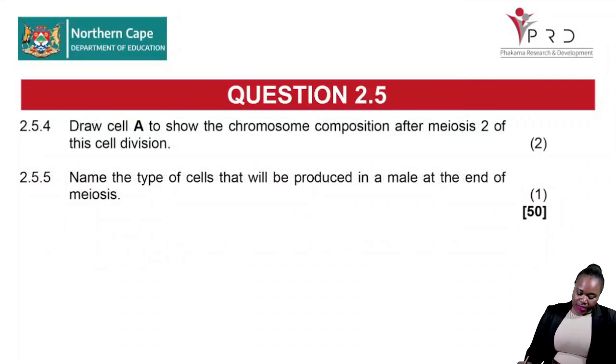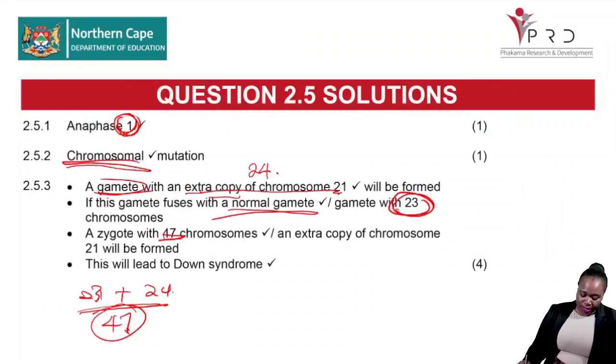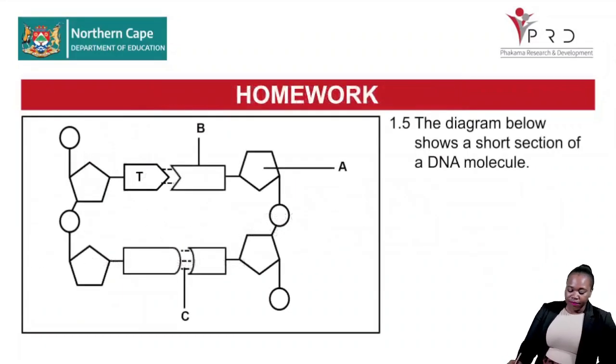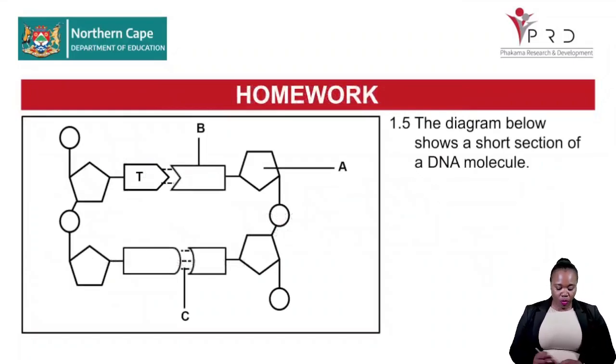2.5.5, it says name the type of cells that will be produced in a male at the end of meiosis. The type of cells that are produced in a male at the end of meiosis are the sperm cells, right? So those are the cells that are produced at the end of meiosis, spermatozoa in males, and it is the ovum in females. Okay, let's have a look at the homework.